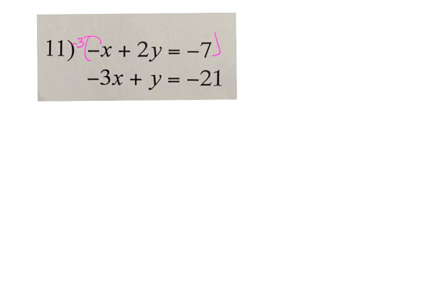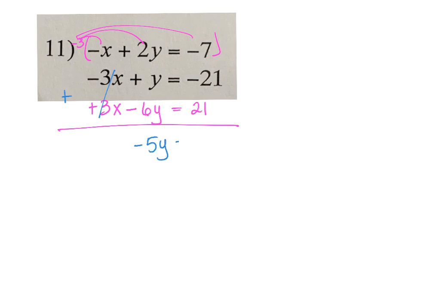All right, so -3 times -x is +3x, -3 times 2y is -6y, and -3 times -7 is +21. And then I can add these bottom 2 equations here. So I have -3 and +3 cancel. I have +1 and -6 give me a -5, and +21 and -21 give me 0. So 0 divided by anything is just 0.